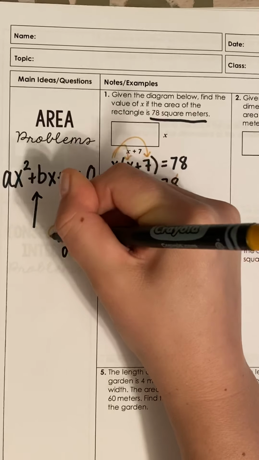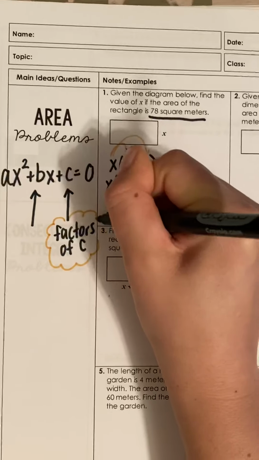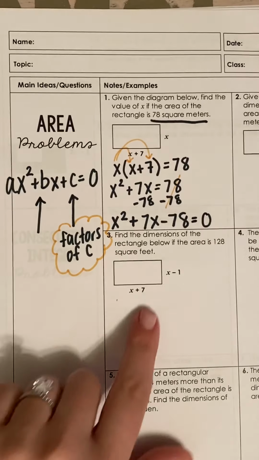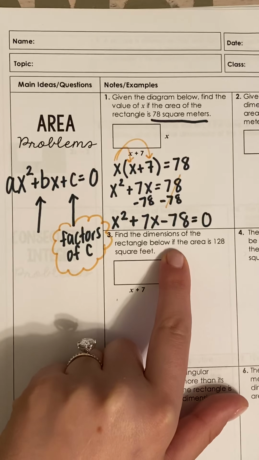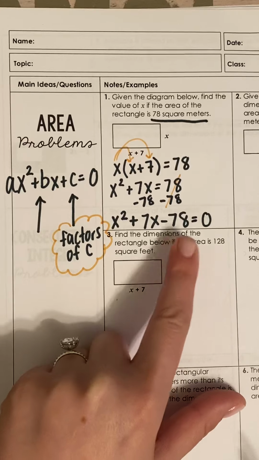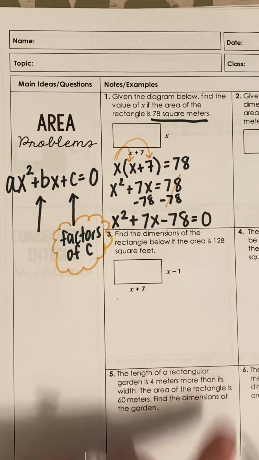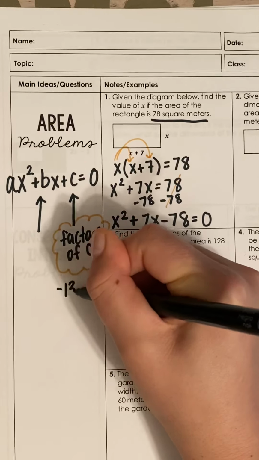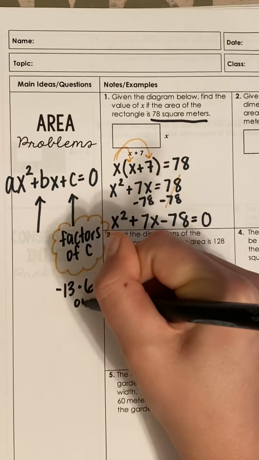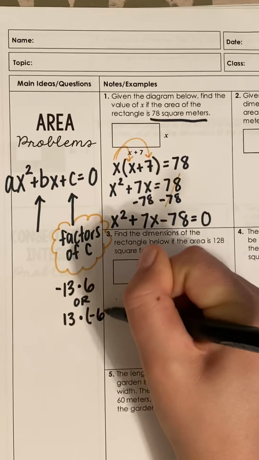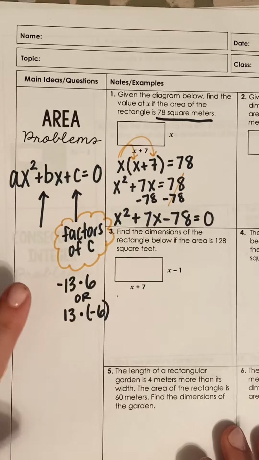So what factors of c would there be for 78? Now, I know this isn't one that's common where it comes to us instantly, but 13 and 6 would be the factors. However, one of them has to be positive, one of them has to be negative. So I could say negative 13 times 6 or 13 times negative 6. I'm not sure just yet which one.